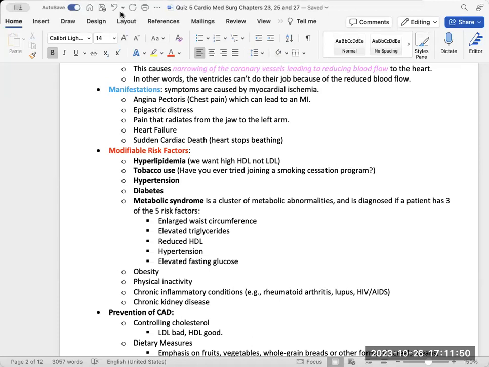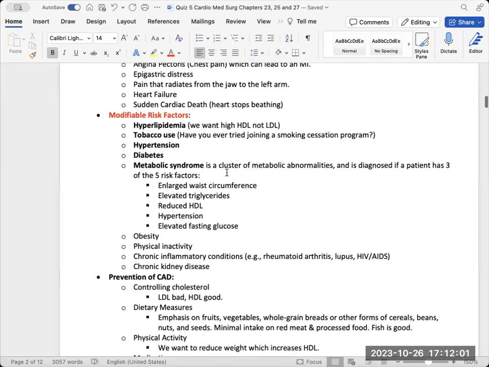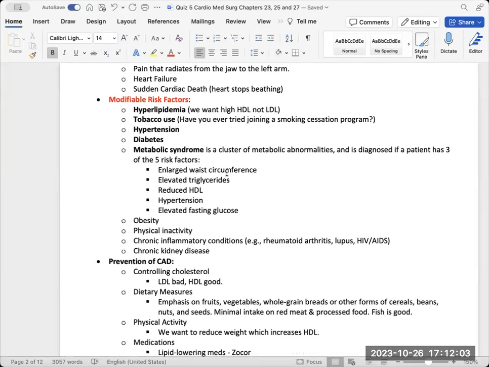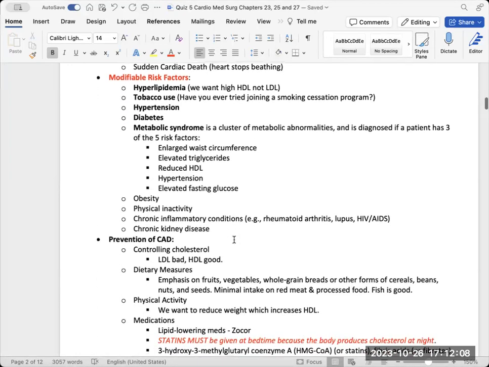So these manifestations that you're going to see are going to repeat, like chest pain, because these are all cardiac disorders that are caused by similar things. So, as I said, we're talking about something that blocks perfusion to the heart. Risk factors include hyperlipidemia or high cholesterol levels, because that can cause cholesterol buildup. Tobacco use, because it can also cause plaque buildup.